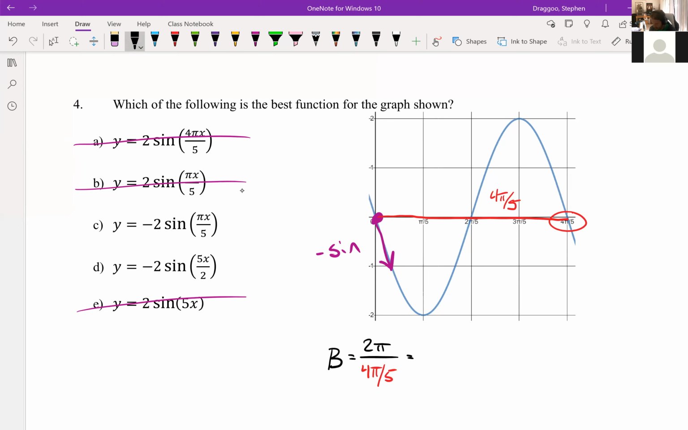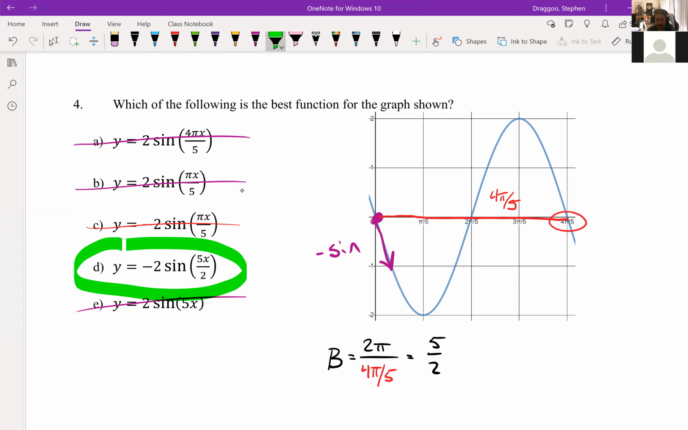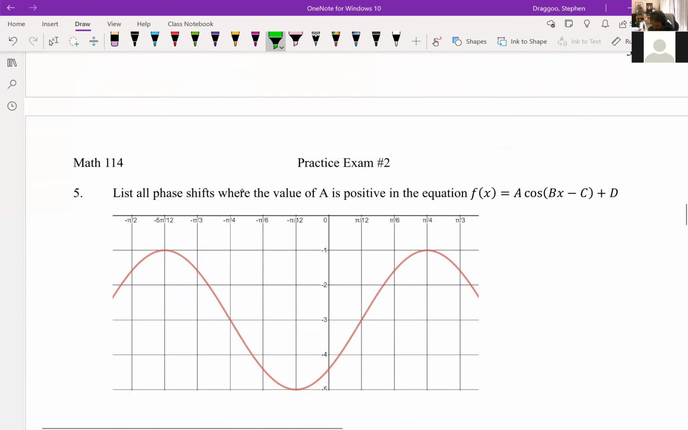Simplifying this thing, 2 over 4 is going to be 1 over 2. The pi's cancel out. So this thing is 5 over 2. Meaning that option D is the only one left. Or, by actually looking at it, D is the one that actually fits the graph, since B must be 5 over 2 and not pi over 5. All right, scrolling on.